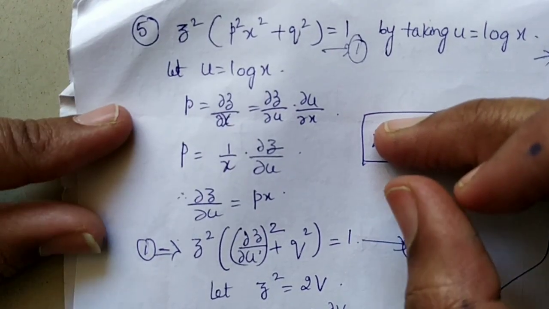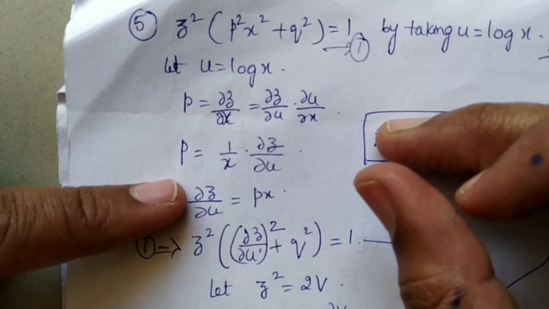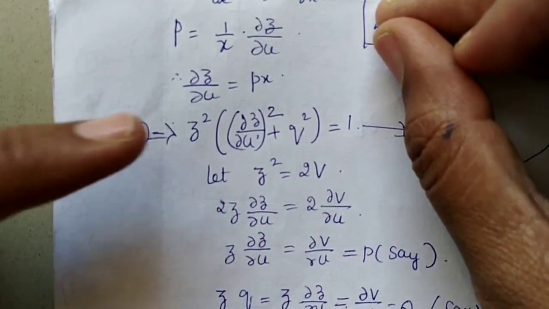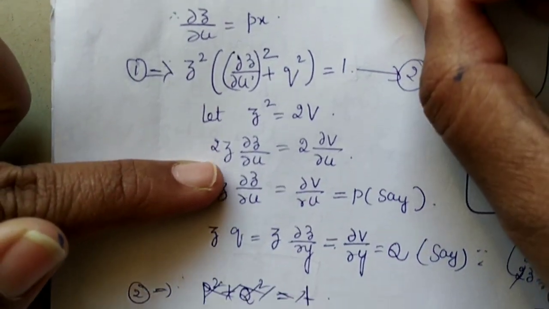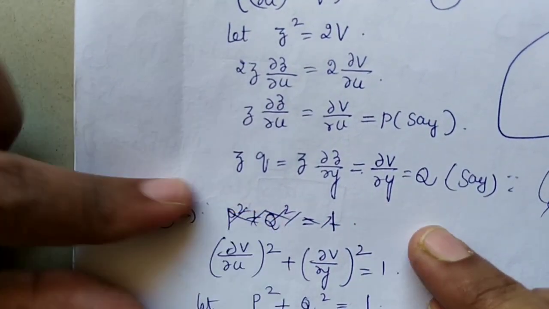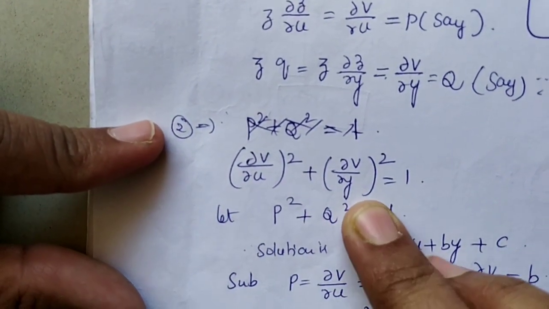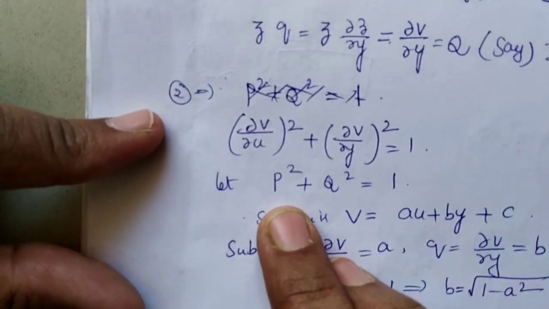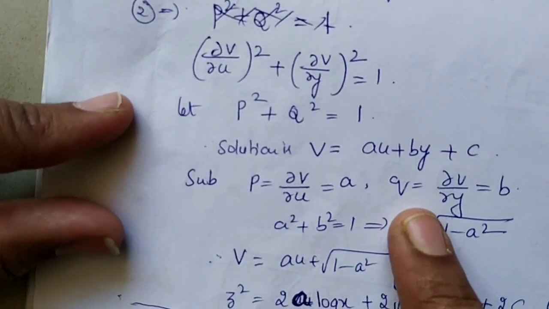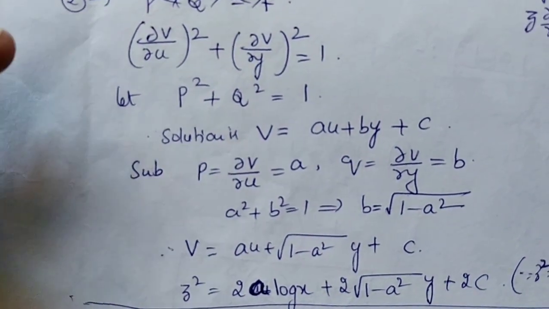One more example in type 1, just to go through it, by taking u equal to log x. So p you calculate, ∂z/∂u as p, x you will get and substitute in the problem. So z square equal to 2v you will get and apply. You will get this q. Substitute in the question, (∂v/∂u) and (∂v/∂y) whole square equal to 1. Assume it as p and q. So v as this p, q. Therefore, v equal to this is the general solution.